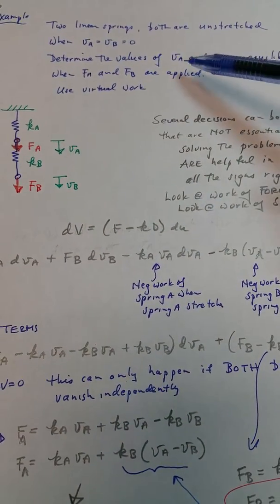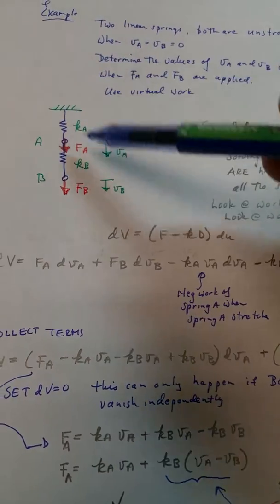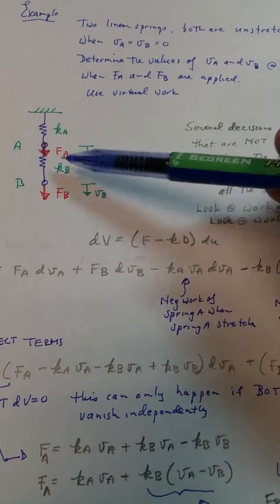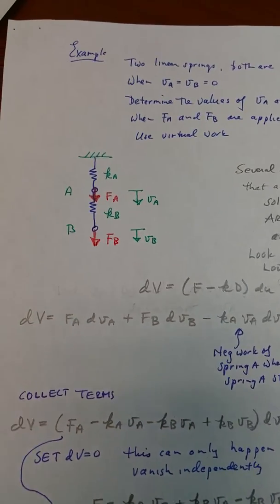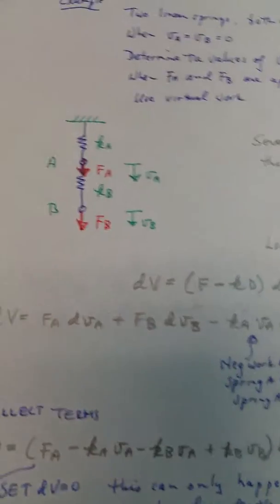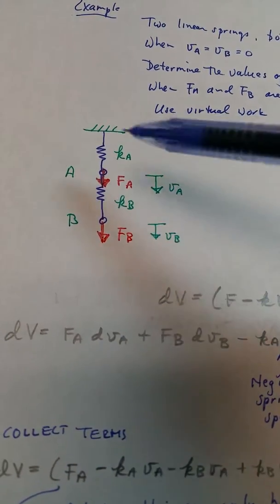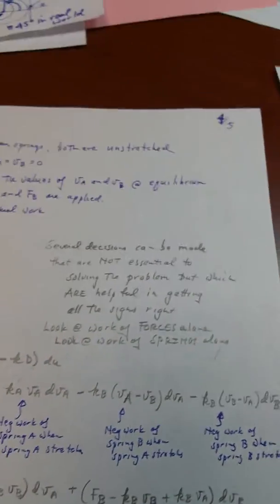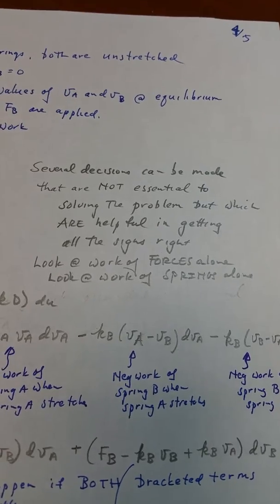And the question is, give me VA as a function of these forces, and give me VB as a function of these forces at equilibrium using virtual work. So once again, probably said this already 3 or 4 times in 2 or 3 weeks, very simple geometry, fairly sophisticated ideas though. There's a lot of different ways of attacking this problem.